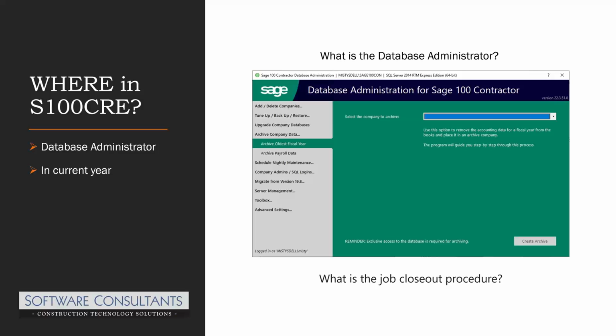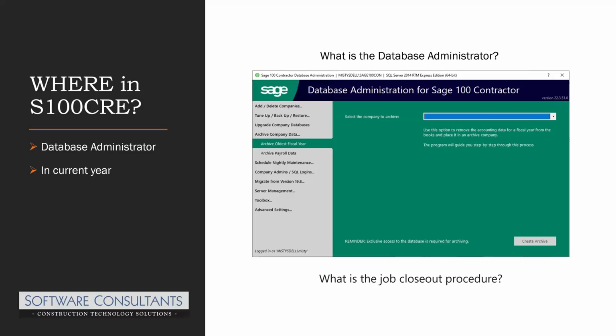So in the database administrator, again, this could live on the server, or it could live locally if you're just a one-man show and you've got Sage installed on your desktop or whatever. But this is where you access the database administrator to archive your company. And you can see here in the image, this is what it looks like. You're going to archive your oldest fiscal year. And what that means is, you'll just select the company that you want to archive. And this is a yearly process, right? So if you had done 2017 the last time, it's going to archive 2018. So it knows what year you're on, right?